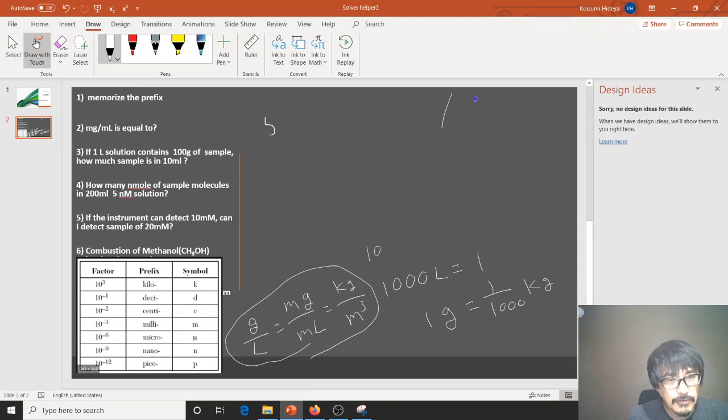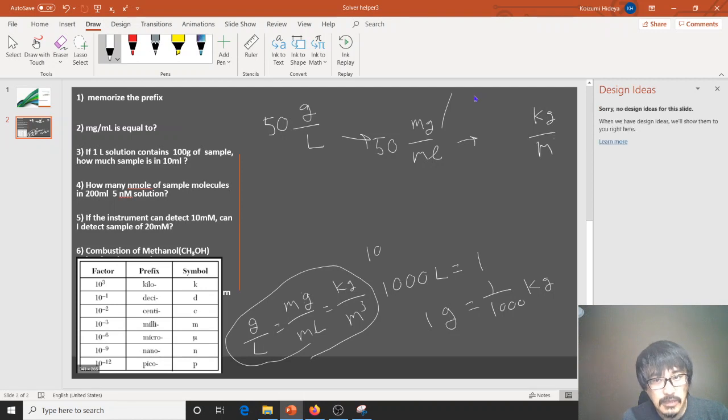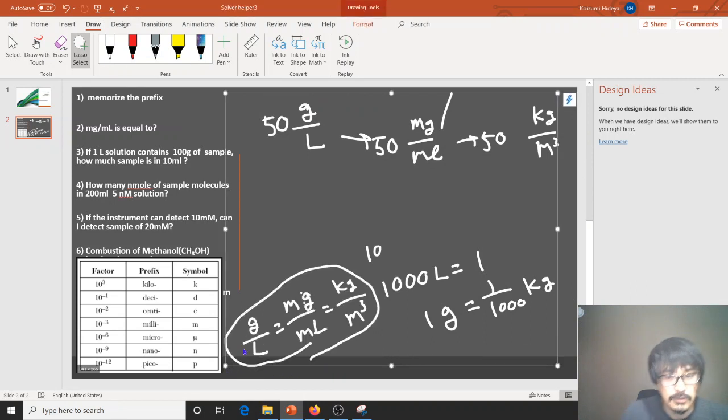If I have 50 gram per liter, I want to convert into milligram per milliliter in some problem. Then 50 gram per liter literally means 50 milligram per milliliter. And in some other problem, I may need a kilogram per meter cube, and that's also 50 gram per meter cube. All of these things represent exactly the same stuff. So that's what I wanted to tell you in question number 2.